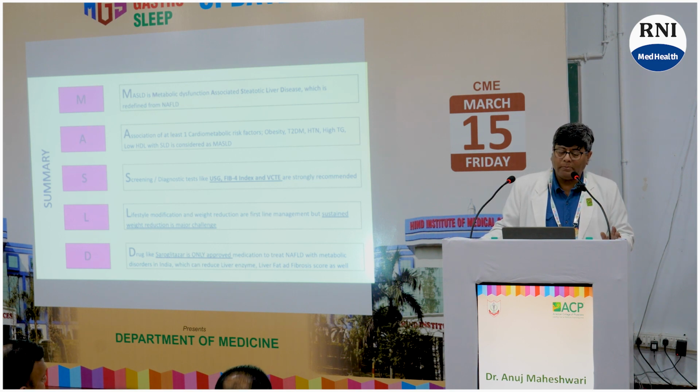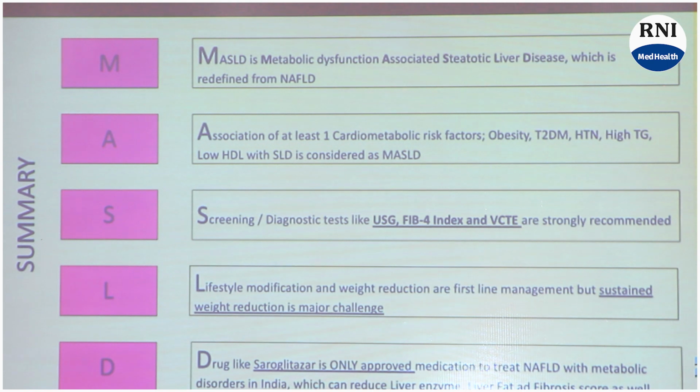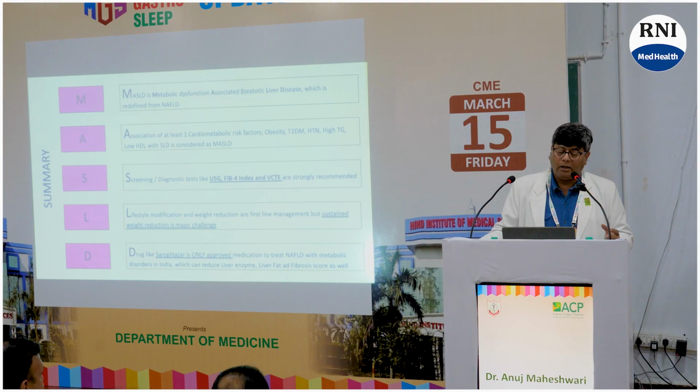Screening is recommended by ultrasonography, FIB4 index, and finally with Fibroscan, which I have already discussed in my presentation. Lifestyle modification is the most important treatment. Weight loss is the key for reduction in the disease, and it can be sustained for a longer time for avoiding untoward outcomes. A drug like saroglitazar is the only approved medication to treat NAFLD with metabolic disorders in India, which can reduce liver enzymes, liver fat and fibrosis score as well.